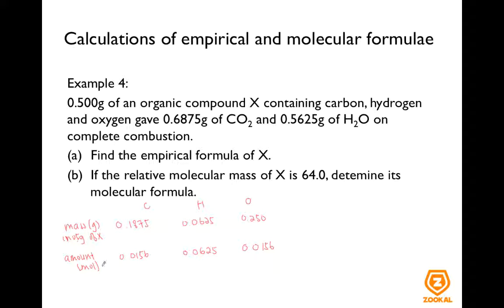So now you actually have the ratio of the number of moles. We just need to simplify it to the simplest whole number ratio. And we do that by dividing all three numbers by the smallest amount. So in this case, the smallest amount will be 0.0156.